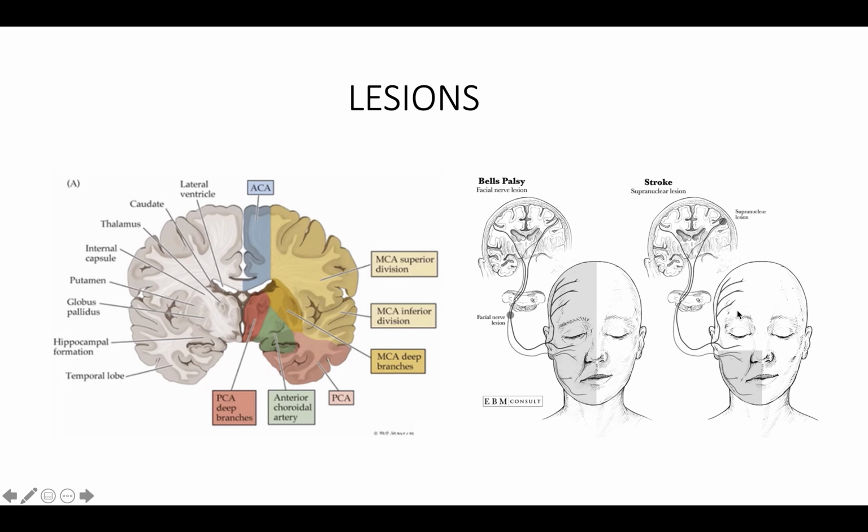The upper half of the face also receives innervation from the same side as well as the opposite side. So even though the stroke will happen on the patient's left side, they will have what's called forehead sparing because the top half of the patient's face is dually innervated from both sides of the cerebrum.